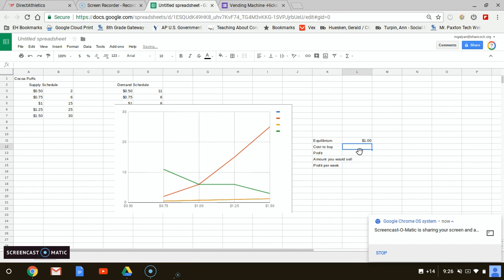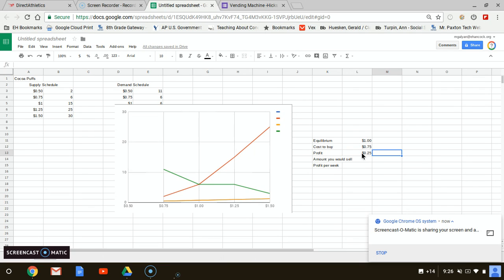Now your cost to buy, you calculated this earlier, it should be your second highest cost. We already talked about this. So in this case, that's going to be 75 cents. So 75 cents is the cost to buy. So if you sell it at the equilibrium point and you paid 75 cents for it, you would make a quarter profit on every one you sell. Does that make sense so far?